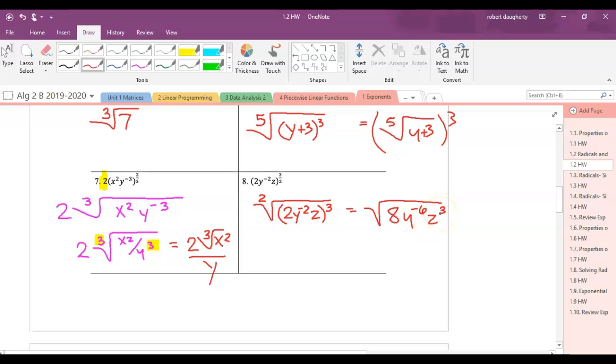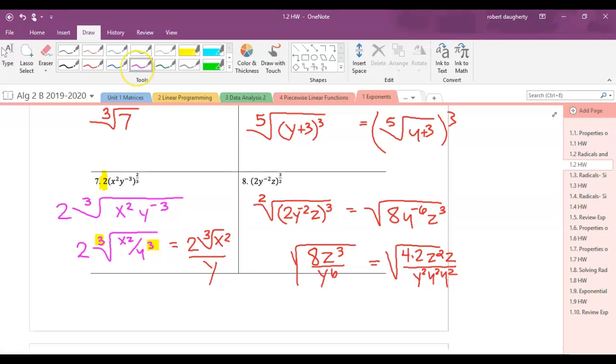Okay, so this is square root of 8, z cubed over y to the 6. Make sure that that square root goes down all that far. Okay, so this is the square root of 8. Let's think of that as 4 times 2, z squared times z over y squared, y squared, y squared. The reason I do this is this helps me simplify. What's the square root of 4? Square root of 4 is 2. Okay. What's the square root of z squared? That's z. Okay. And then on the bottom, what's the square root of y squared? That's y. Square root of y squared is y. So I've got 3 of those. Okay. So I get 2z over y cubed. And then I'm left with the square root of 2z that's left. Okay, a little bit more complicated, but this is simplified in radical form.